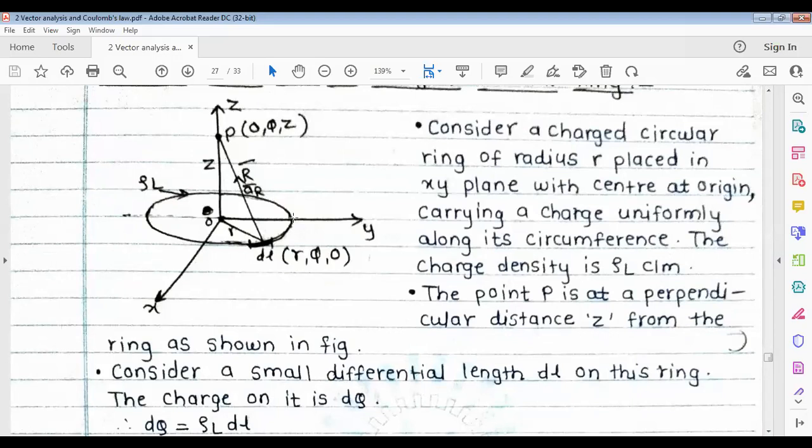Now it is Q, but instead of Q, as we are considering the differential length, we will consider the differential charge, that is dq. So for dq, here we have to write the equation. Now we know this dq is equal to rho L into dl, but here what will be the dl? Is this a simple length of Cartesian coordinate system like dx, dy and dz? Yes or no? Because this is a circular ring, it is not a simple straight distance, right?